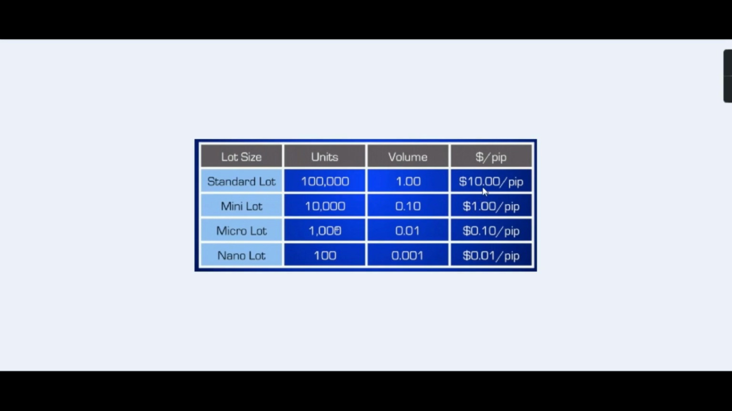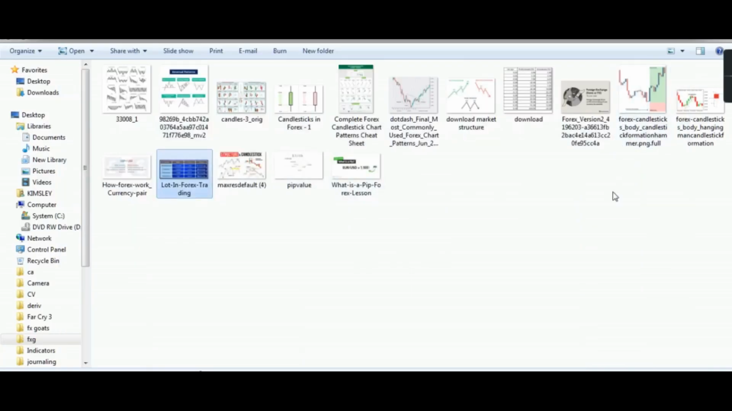On a standard lot, guys, one pip is equal to $10, right? On your mini lot, one pip is equal to $1. On your micro lot, one pip is equal to $0.10, right? This is basically the cents, in a sense. So the nano lot, 0.01 lots, is equal to 0.01 in dollars. This would basically be in cents, guys. So we incorporate this with a pip.